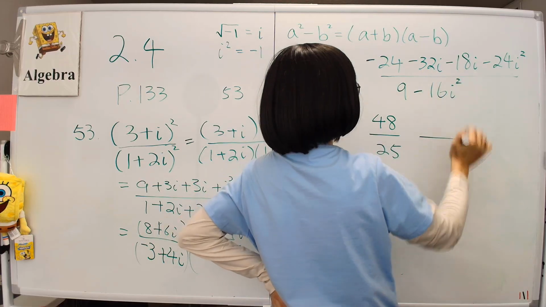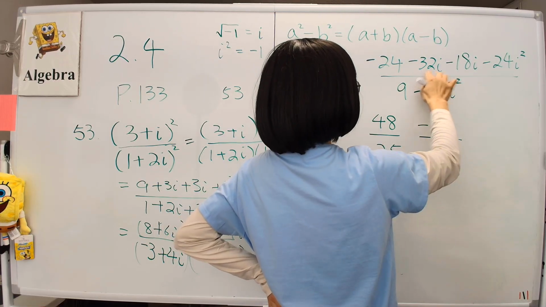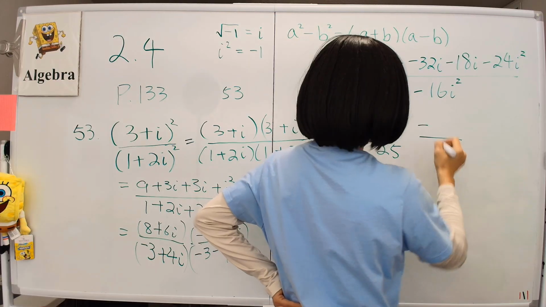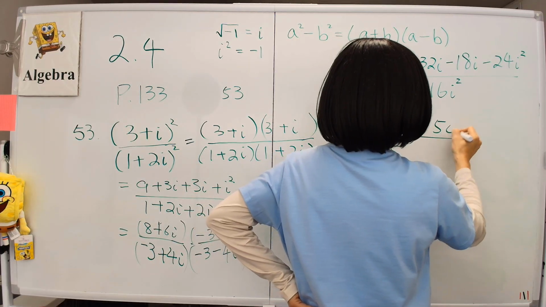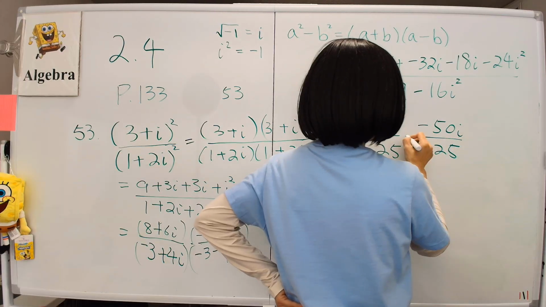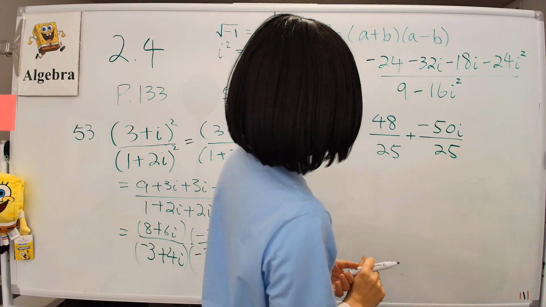And then these just add up. What's 32 plus 18? That would be 50 or something. Yeah, I think so. So 50i divided by 25. That's about it. That should be the right answer.